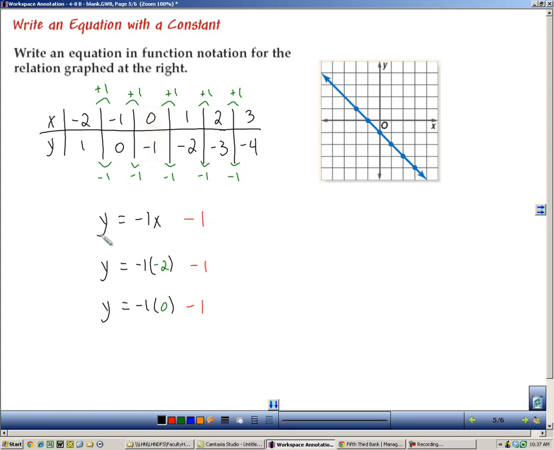So my equation then would be y equals -1x minus 1. I'm going to write that in function notation. Or finally, the final way I can write it is just -x minus 1.